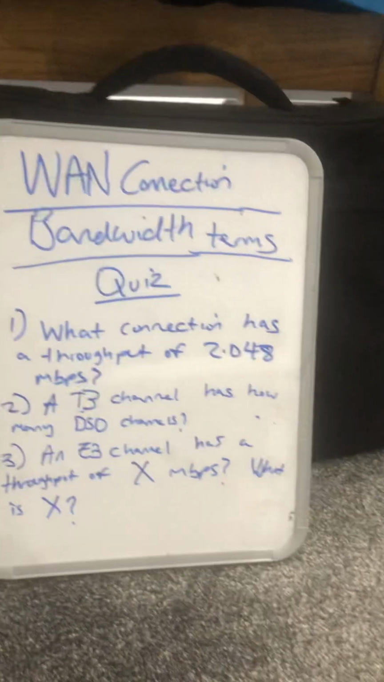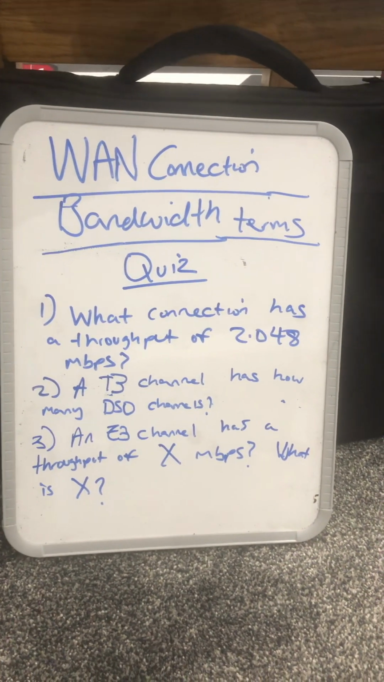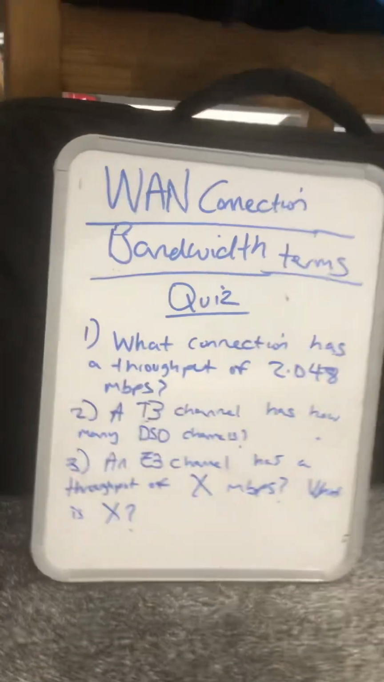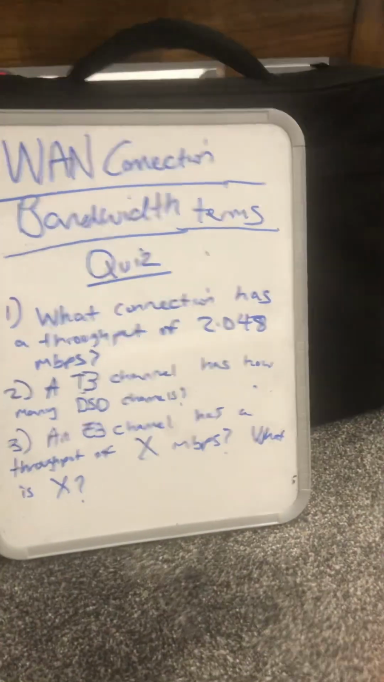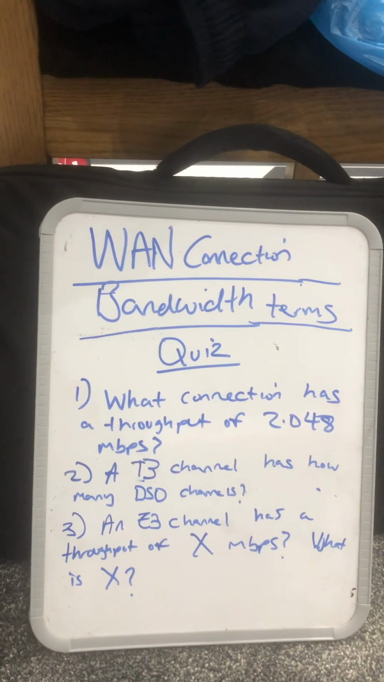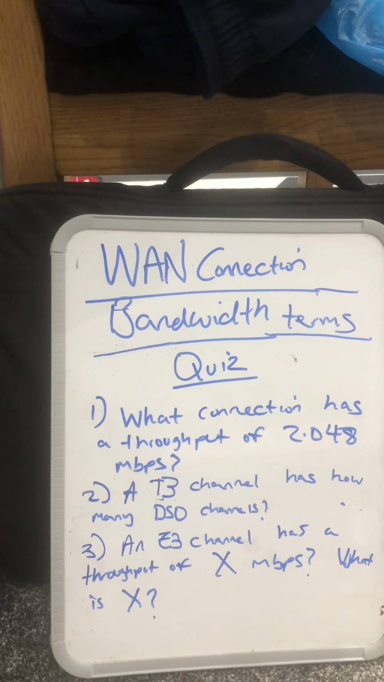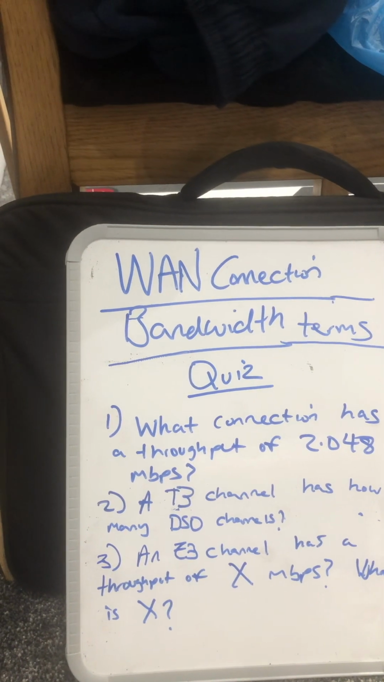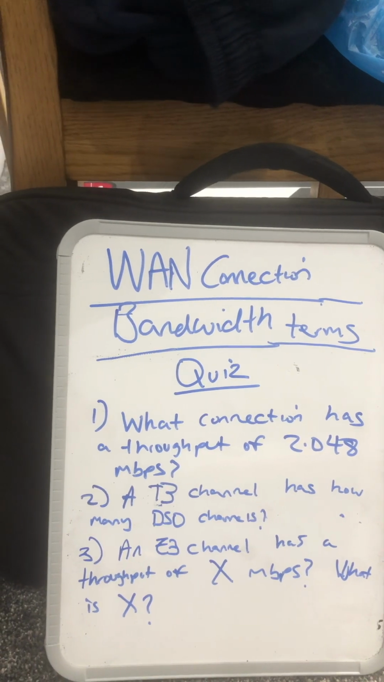So, I hope you've paused the video and thought about it. Now, time for the answers. Firstly, number one, a connection with a throughput of 2.048 megabits per second. So, if we know what a T1 line rate is, it's 1.544 meg.